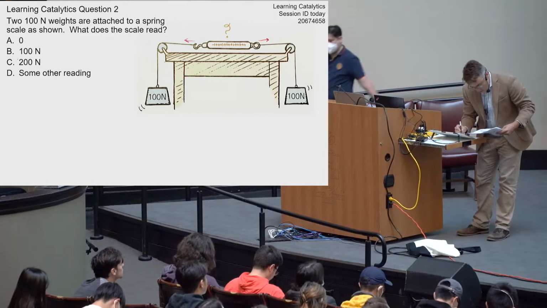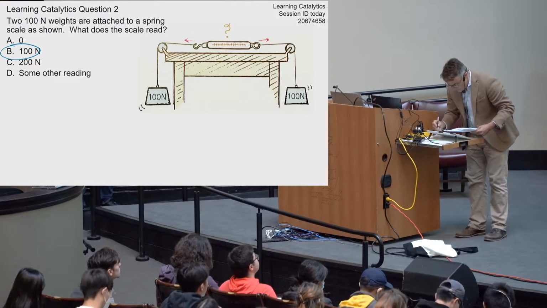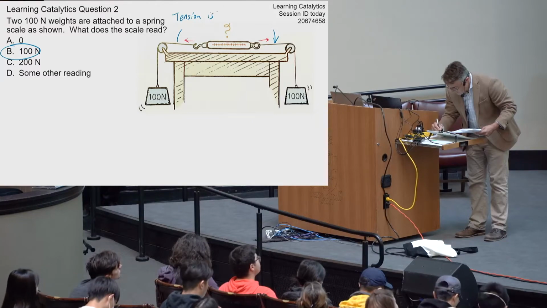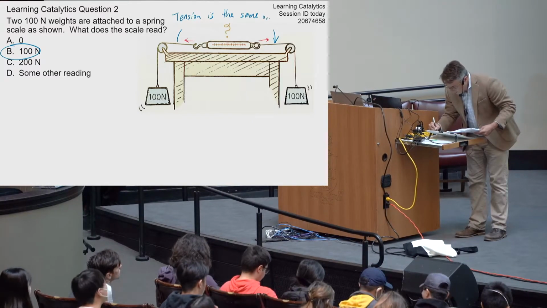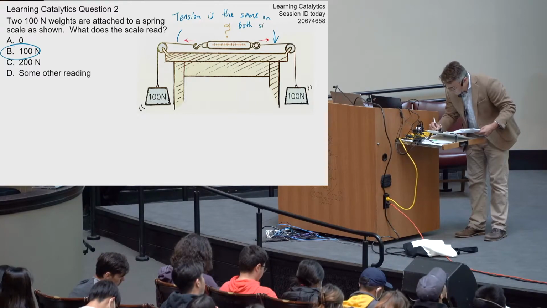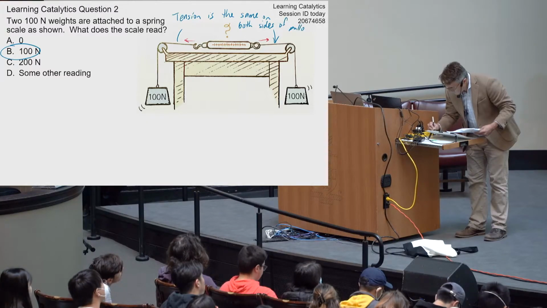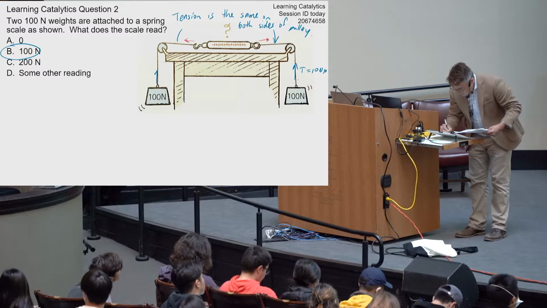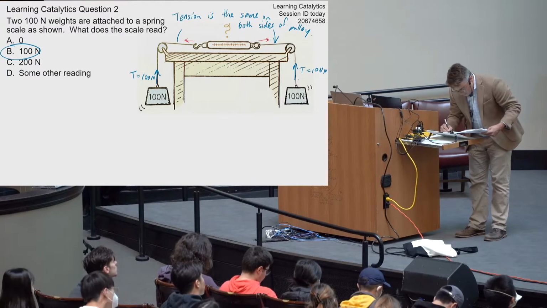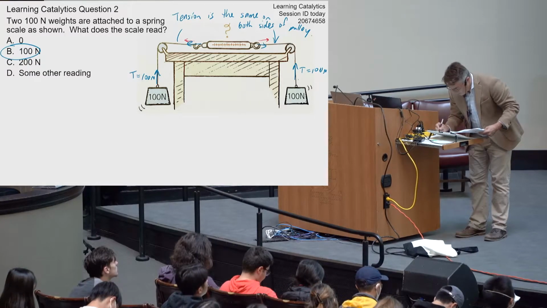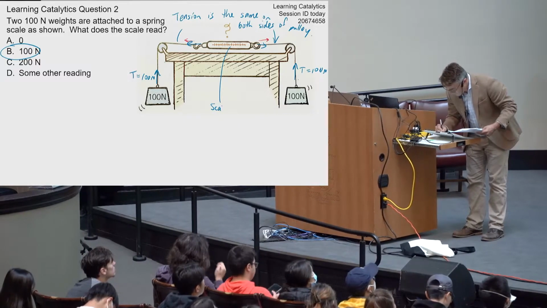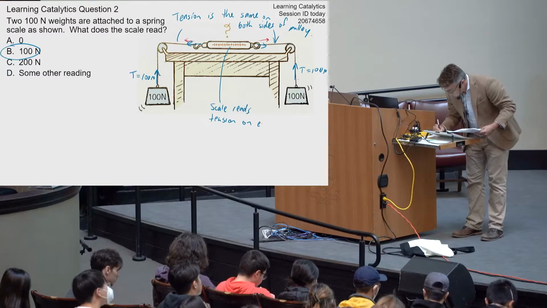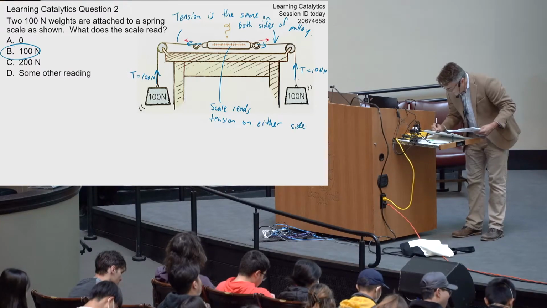Meaning that the answer I was going for is B. So the tension is the same on both sides of the pulley. This upward tension here, T, is going to be 100 newtons to keep it stationary. And this tension right here is going to be 100 newtons, pulling it up like that. And that's what's going to be pulling here, and that's what's going to be pulling here. And so the scale reads the tension. It doesn't get doubled just because of Newton's third law, because that's always applying.